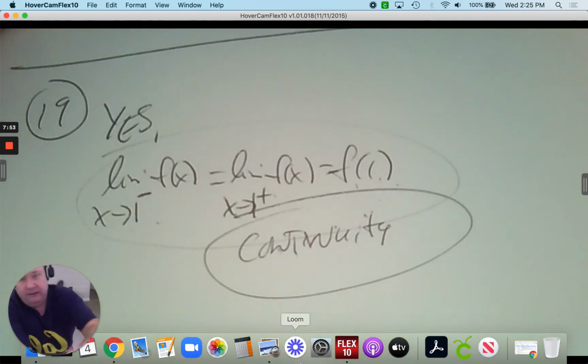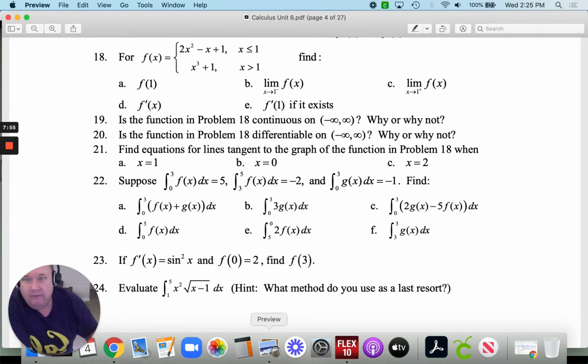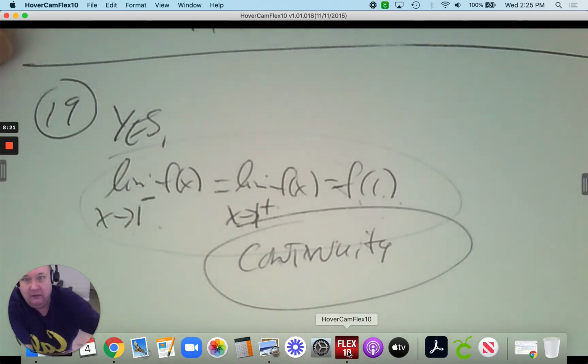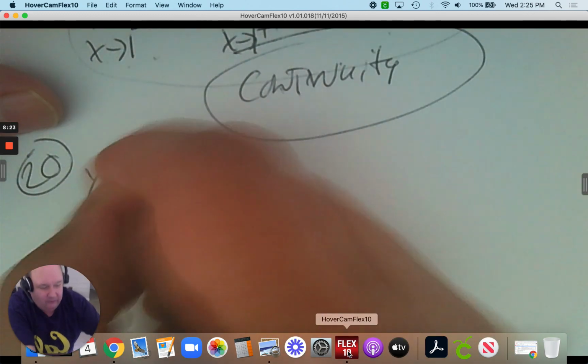Number 20. Find equations for lines tangent to the graph of the function in problem 18 at x equals 1, 0, and 2. So if it's going to be tangent to that, so for 20, I said the wrong one. 20 is: is the function differentiable everywhere? Why or why not? And the answer again is yes. So let me do that with differentiability. So why is the answer yes to number 20?